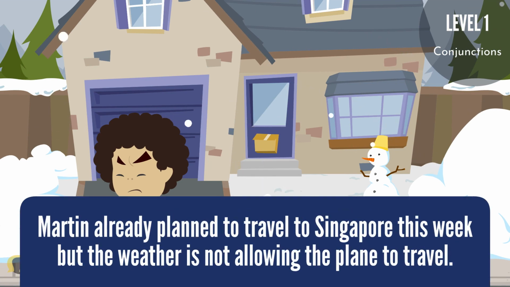Martin already planned to travel to Singapore this week, but the weather is not allowing the plane to travel. The two sentences are: Martin already planned to travel to Singapore this week, and the weather is not allowing the plane to travel. Then, the coordinating conjunction is the word but.